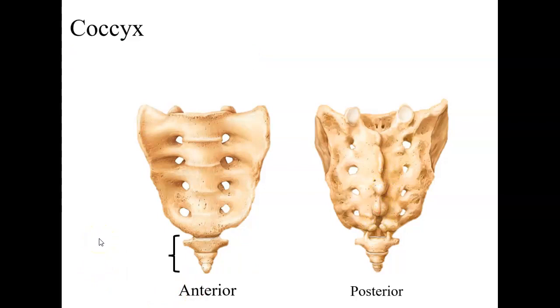And lastly, we have the coccyx bone, which is at the very end of the sacrum. So it's inferior to the sacrum. Some people have extra vertebrae or extra sections here, and they'll have a longer coccyx area. Some people actually have to have it removed because it literally is a little tail that has to be surgically removed.